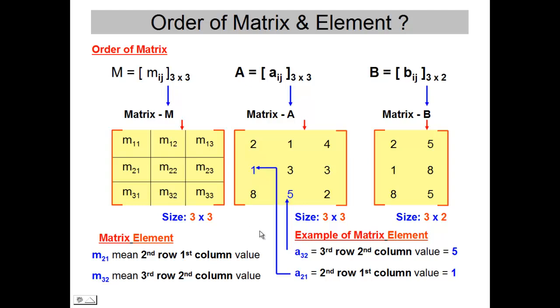Now example like this, the example of matrix A. So here A of 32 means third row and second column. This value is 5. Now next is A of 21, so the value is from the second row and first column. So this representation is indication of the matrix value.